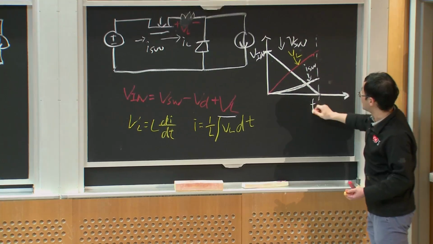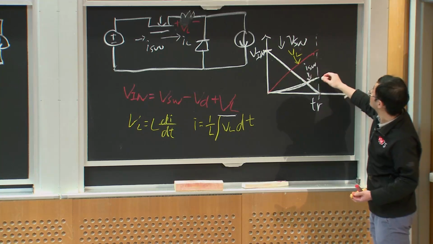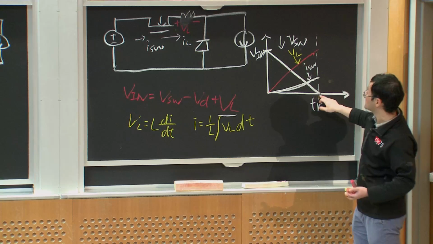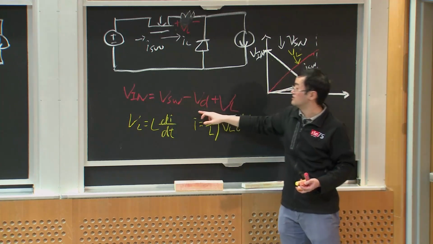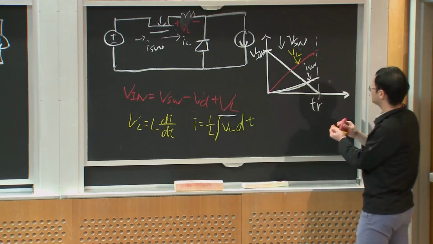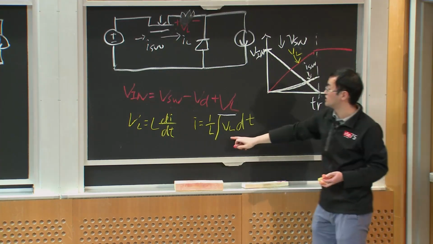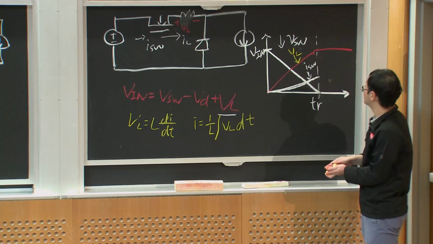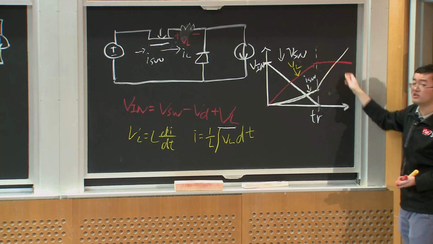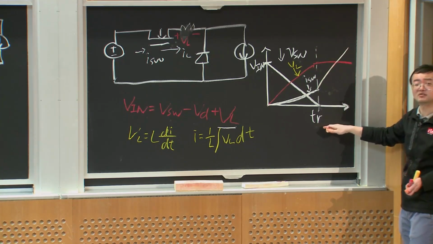And after this T_R, the switch is fully on. So the switch voltage will be 0, and this is still 0. And this V_L will fully take the input voltage. So this will be a constant value. And if it's a constant value for inductor voltage, then the current will be linear. But again, we don't care about this part for the switches because it is after the T_R. The switch has already passed the transient.